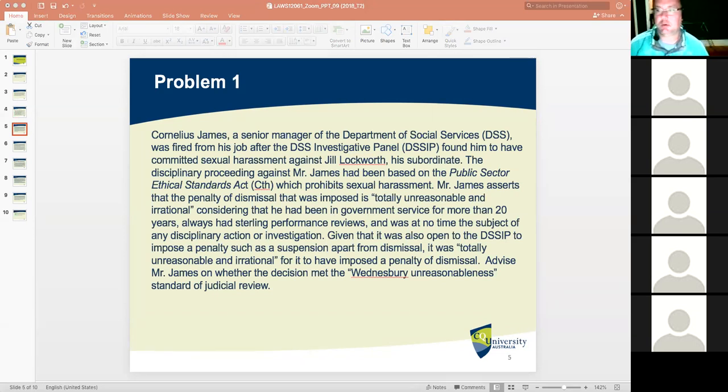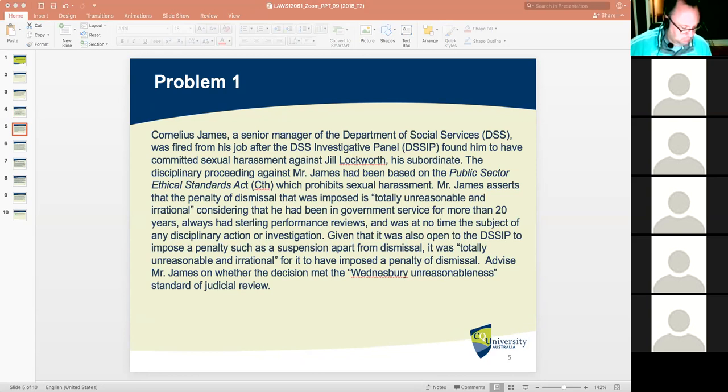Hello? Clinton, yes. Yeah, well, the Act prohibits sexual harassment, and he's been found to have committed sexual harassment. So it's unreasonable that he should have a job there, or that he should not be in trouble for it. Okay. So why do you suppose it doesn't meet the Wednesbury unreasonableness standard of judicial review?